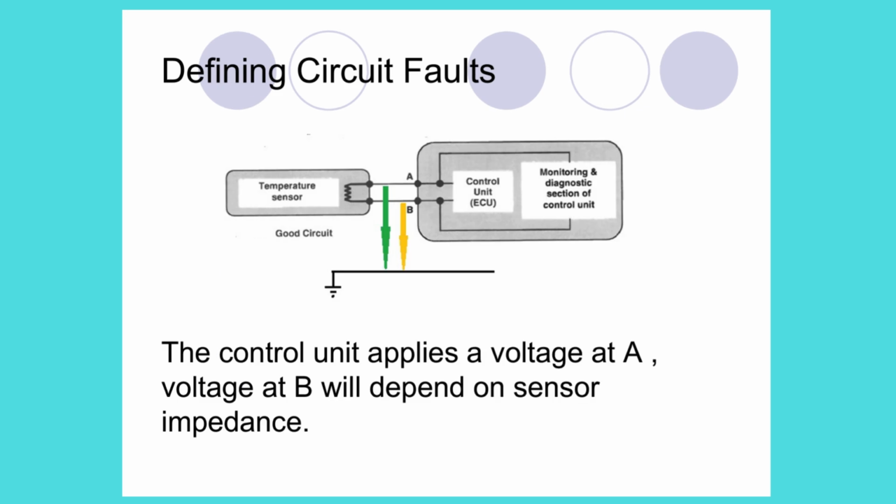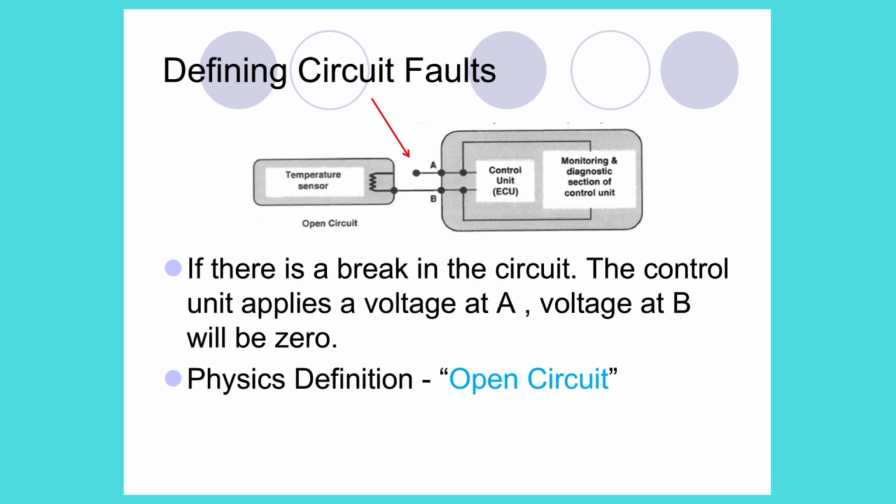In the following examples, when we speak of the voltage at A, we mean the voltage between A and ground. So in this example, the control unit applies a voltage at A. The voltage at B will depend on the sensor impedance. If there's a break in the circuit, the control unit applies a voltage at A. The voltage at B will be 0. This is the physics definition of an open circuit.